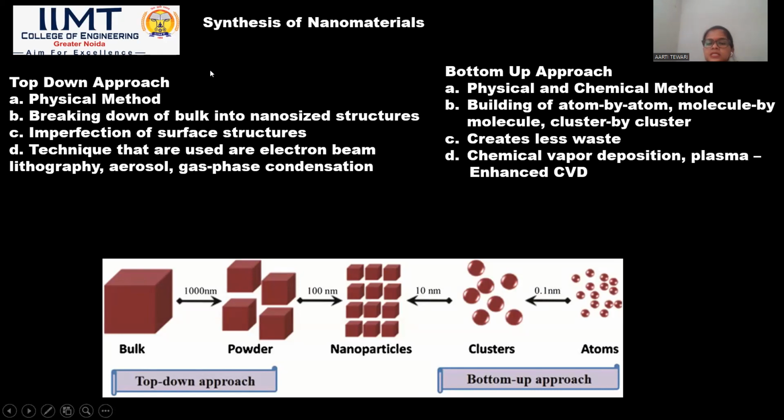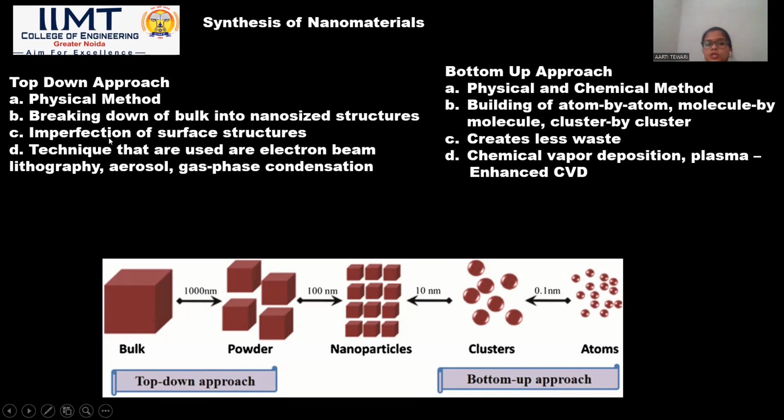Then we come to the synthesis of nanomaterials. There are two approaches by which you can synthesize a nanomaterial: one is called the top-down approach, and the other is the bottom-up approach. The top-down approach is a physical method. It means you start from a bulk material, break it down into powders, then into nanoparticles and clusters. Take a bigger material and keep breaking it up, breaking down a bulk into nano-sized structures.